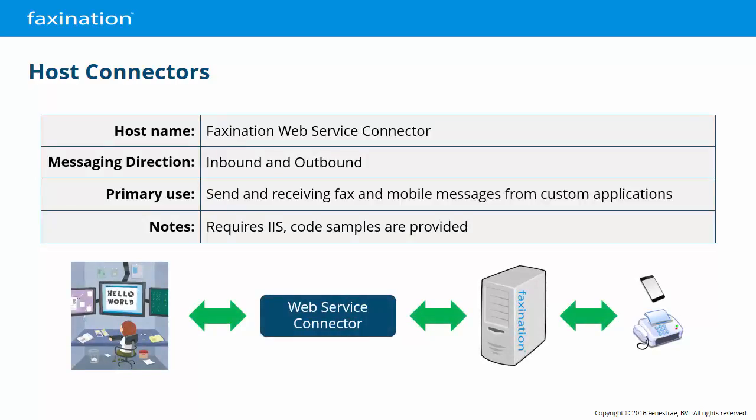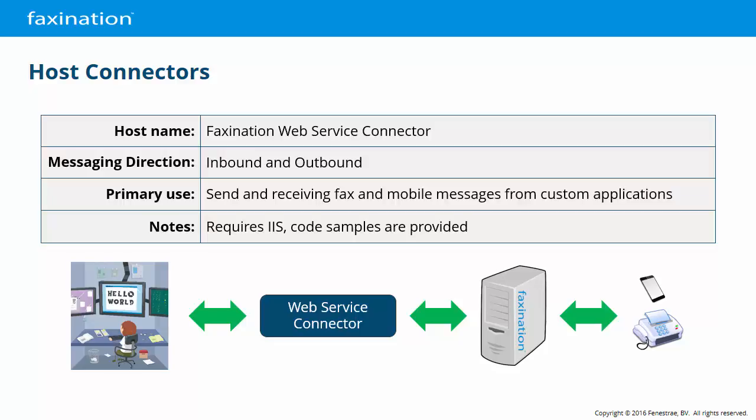The Faxination Web Service Connector supports inbound and outbound fax and mobile messaging through a programmatic interface, which means that a custom application that you've written or commissioned can interface directly with Faxination through .NET Web Services. For instance, maybe your organization has a custom CRM system that was created specifically for you and your business. Your developer could add a button to the interface that would send a document, like an invoice or a purchase order, as a fax message and automatically pull the fax number from your customer database. You can think of this as basically turning Faxination into a development platform.